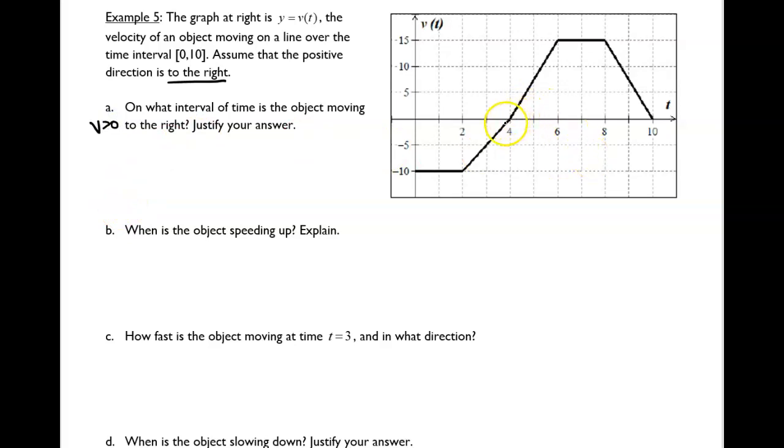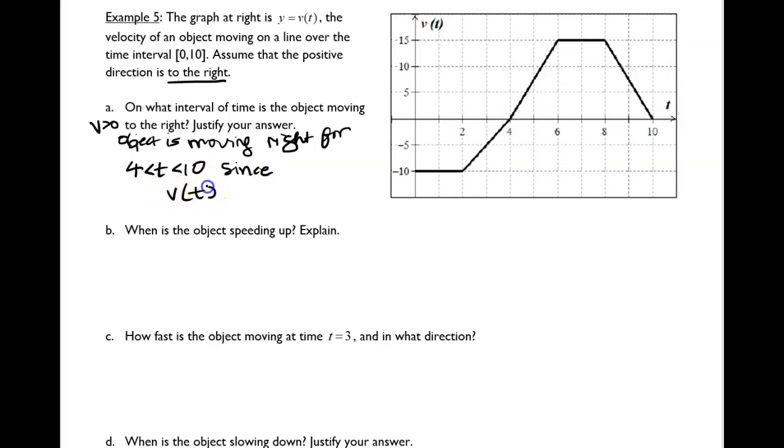When I look at my graph here, the velocity, that is the y value of this graph. V is this graph, so that's just above the x-axis. So the object is moving to the right for t between 4 and 10, since our velocity is greater than 0. When is the object speeding up?